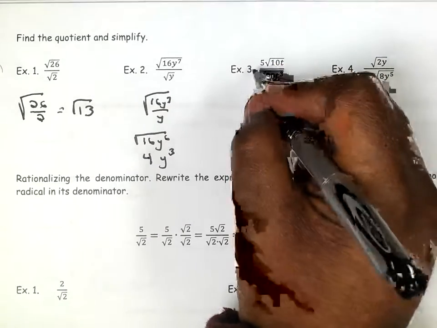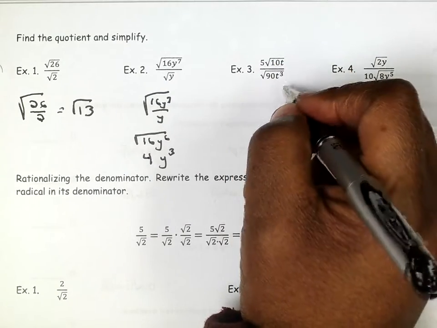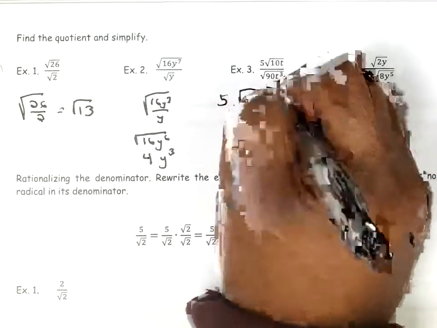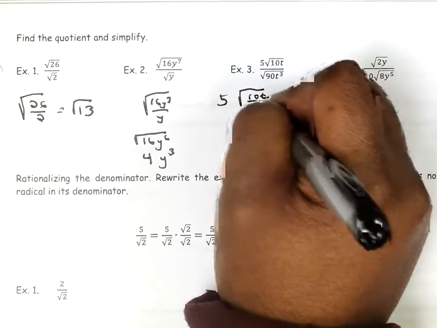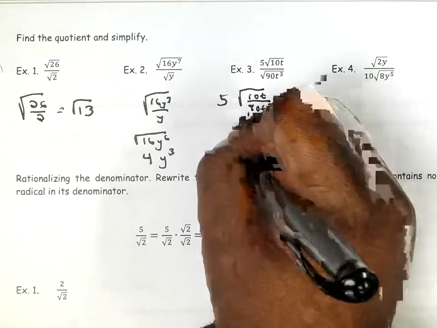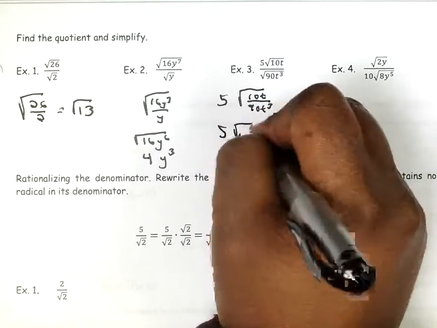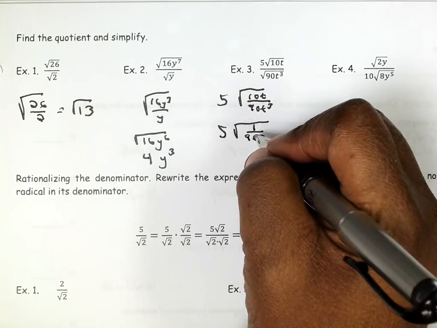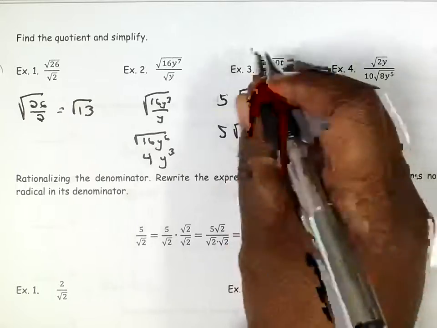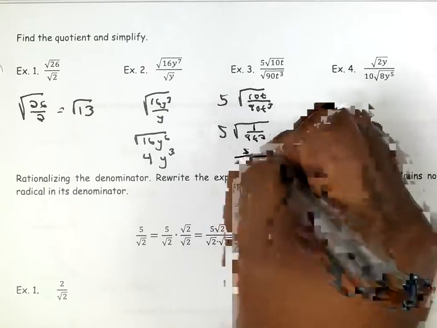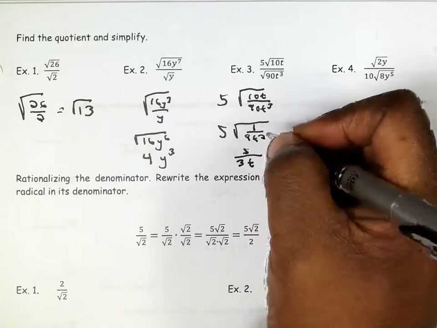Number 3, that 5 is outside the radical, so I have to simplify this first to see if I can do anything with the 5. So I'm just going to write the 5 all the way out front, and then 10t over 90t cubed. Well, 10 over 90 reduces to 1/9, t over t cubed reduces to 1 over t squared, so this is 5 times the square root of 1 over 9t squared. Then I can take the square root of 9t squared, which is 3t, the square root of 1 is 1, and then multiply that 5 back in, and I get 5 over 3t.